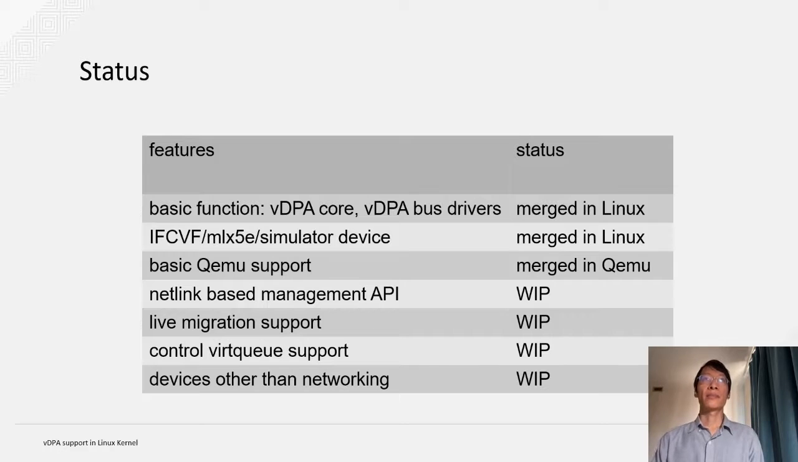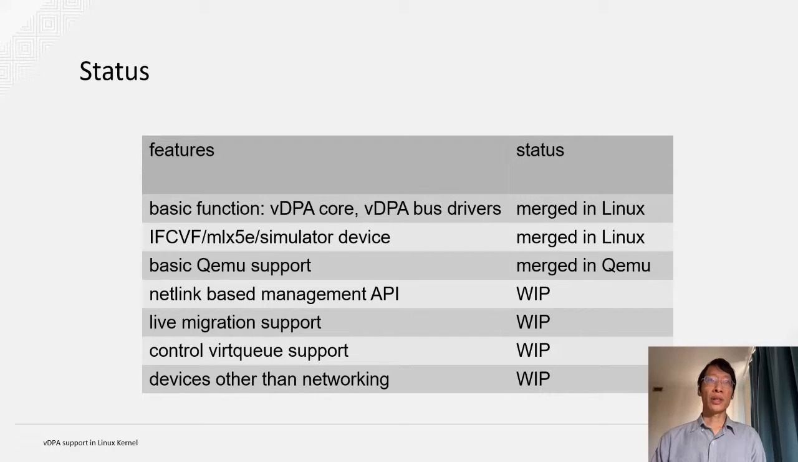So here's basically the status of the VDPA support in the current Linux kernel. Basic functions such as VDPA core, bus drivers, and three VDPA parents have been merged. And the basic QEMU function has been merged by QEMU. And then we are working on, for example, the Netlink-based management API, which would be posted soon. And the live migration support is also under development.